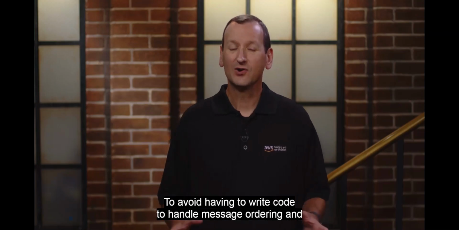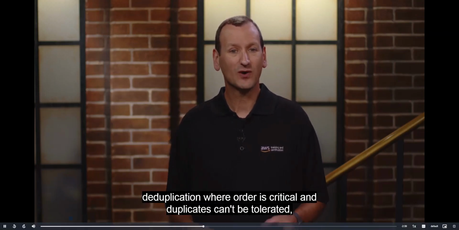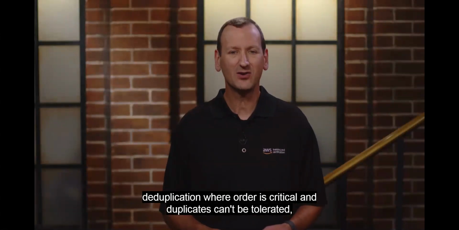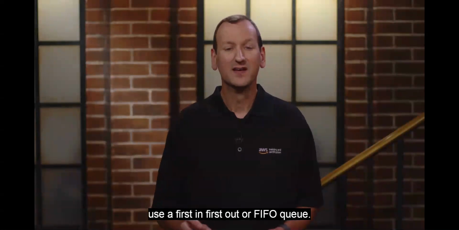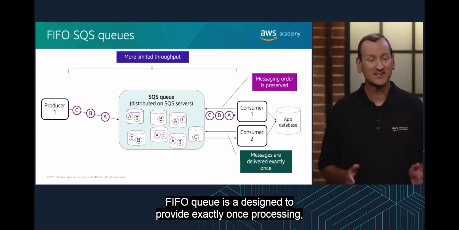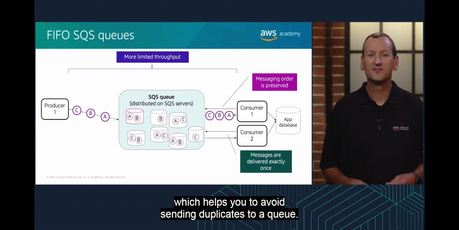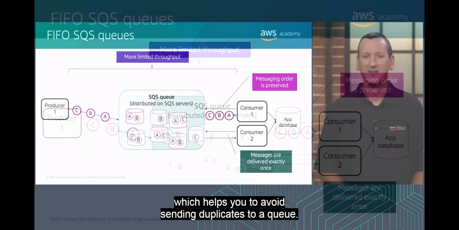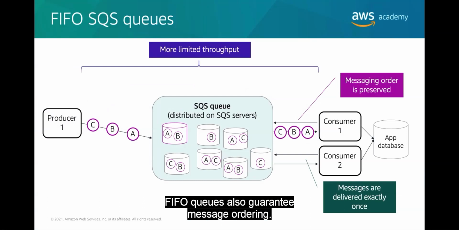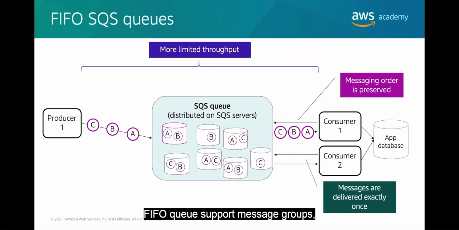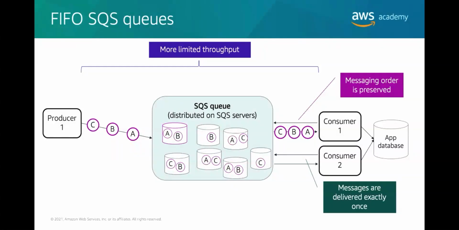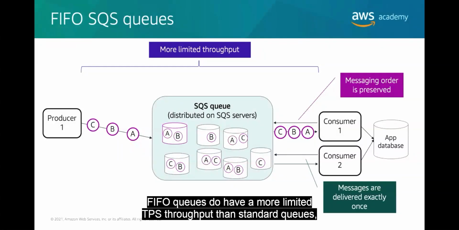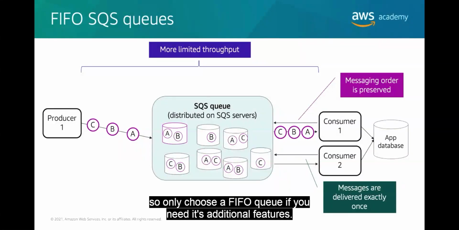To avoid having to write code to handle message ordering and deduplication where order is critical and duplicates can't be tolerated, use a first in, first out, or FIFO queue. FIFO queues are designed to provide exactly once processing, which helps you to avoid sending duplicates to a queue. FIFO queues also guarantee message ordering. FIFO queues support message groups, which allow multiple ordered message groups within a single queue. FIFO queues do have a more limited TPS throughput than standard queues, so only choose a FIFO queue if you need its additional features.